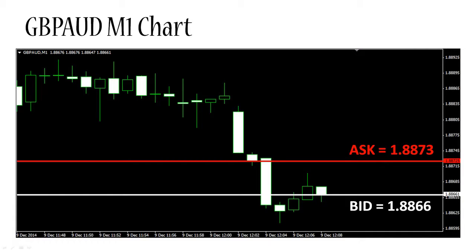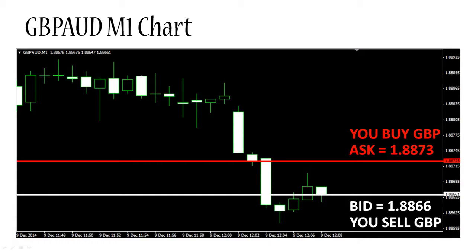So here we're using the British pound Australian dollar as an example, and in that currency pair, the British pound is the base currency, the Australian dollar is the quoted currency. So if you want to buy British pounds, then you will be using the ask price. And this means that for every 1 British pound, you would have to pay 1.8873 Australian dollars.